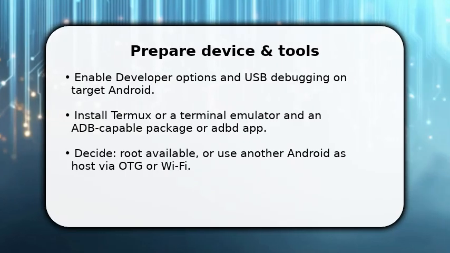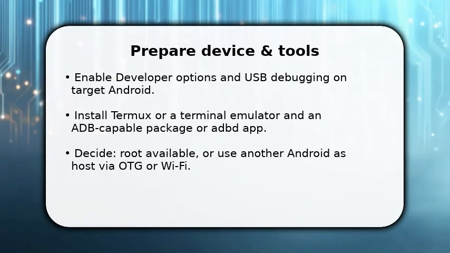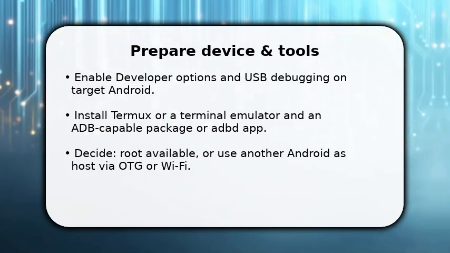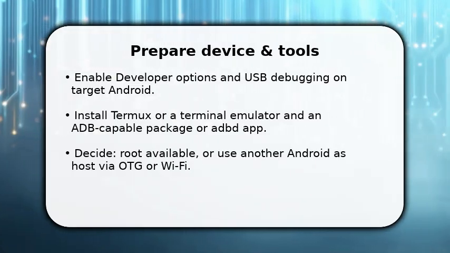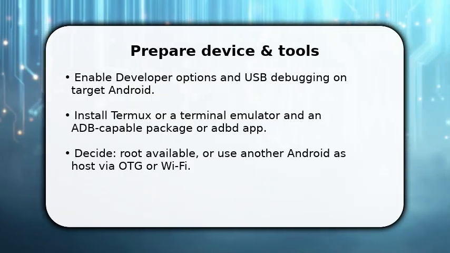Enjoy the video. You start by preparing your phone, enable developer options, and turn on USB debugging so ADB can talk. Next, install Termux or a terminal emulator and obtain an ADB-capable binary or ADB app. This is the key part.